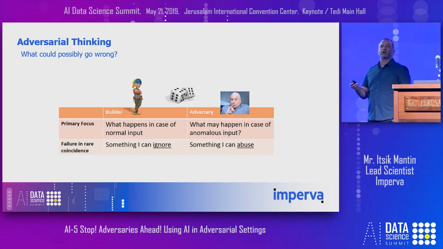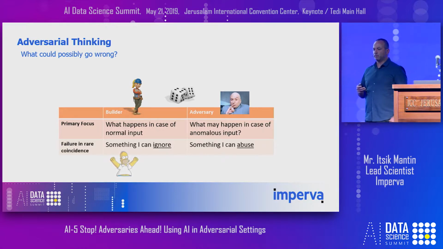Usually, an attack does not start with, oh, this is a vulnerability. It starts with, hey, this is odd. This shouldn't happen. And when it comes to a system that fails in a very, very rare coincidence, then in some cases, the builder can say, OK, that's good enough. This is a probability that I can live with. But when an attacker looks at that, he says, oh, this is something I can abuse.